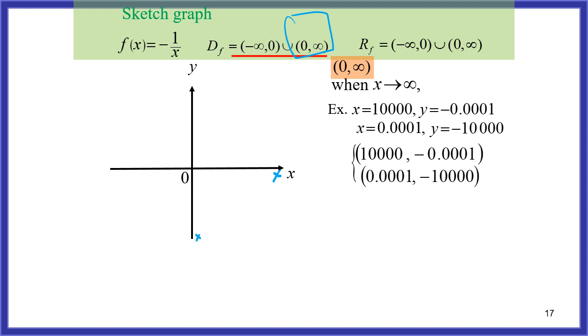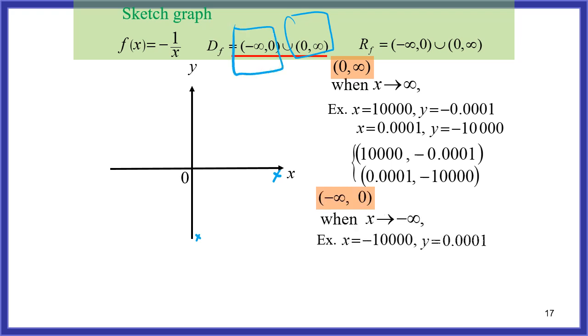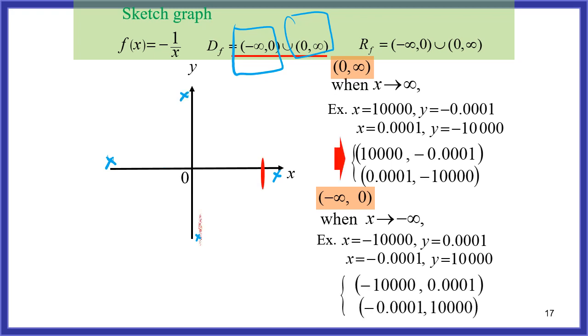Okay. And then for the other domain, this side of the domain, when x approaches negative infinity, y will be negative 0.01. And then when x is really small, nearing 0 from the left side, we have the value of y equal to positive. Oh, so it should be this other side. Sorry, it's positive here. So negative x and positive y. Here is negative 10,000 but positive y. So this is our basic shape of the graph after we plot and connect the points.